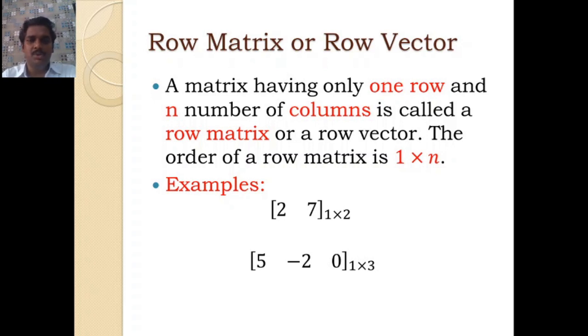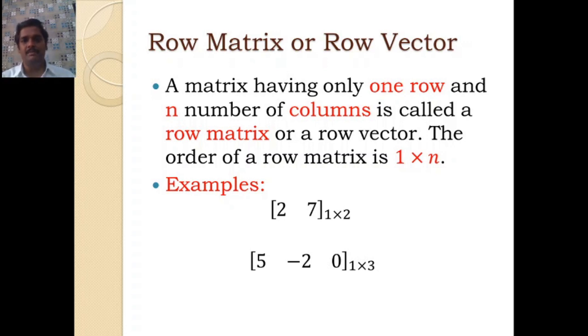I have given 2 examples over here. The first example is a row vector or a row matrix with 2 columns. The second example is a row vector with 3 columns. So basically row matrix is what? Any matrix which is having a single row, only one row has to be there. There can't be 2 rows, 3 rows.